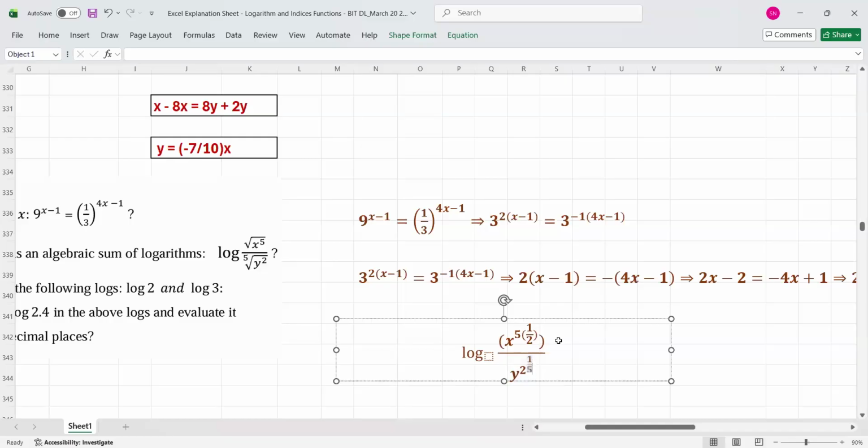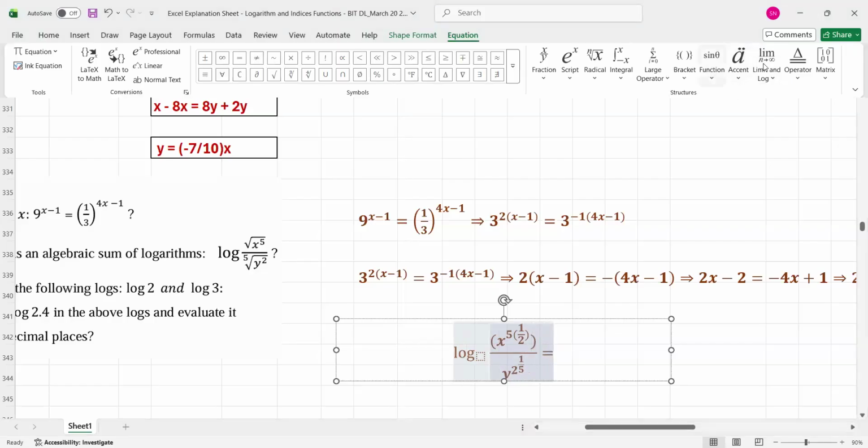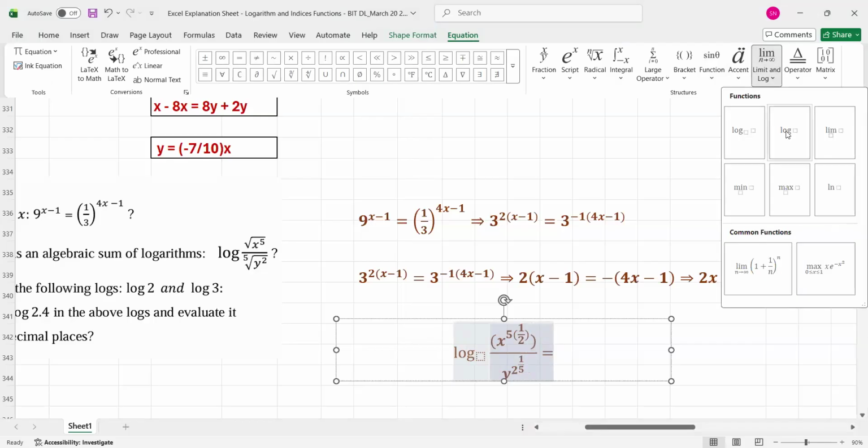Okay, 1 over 5. Now, if I expand this term, what should the numerator become? It will be x raised to the power what? 5 over 2. Good. So I'm going to have x raised to the power 5 over 2.